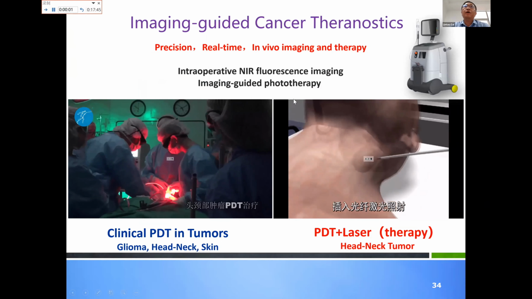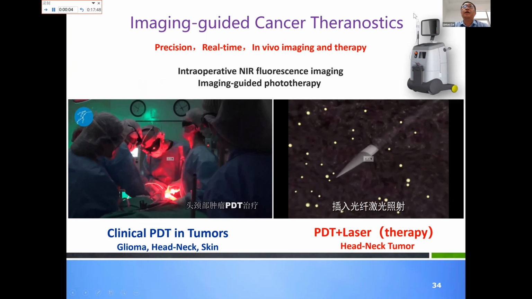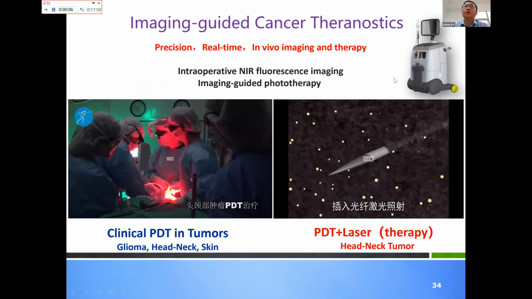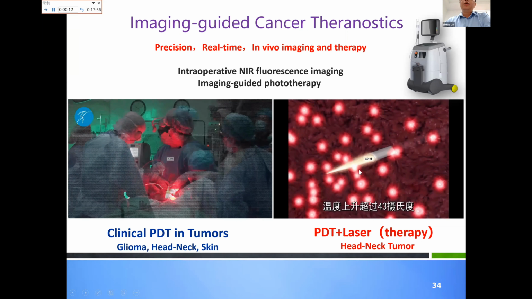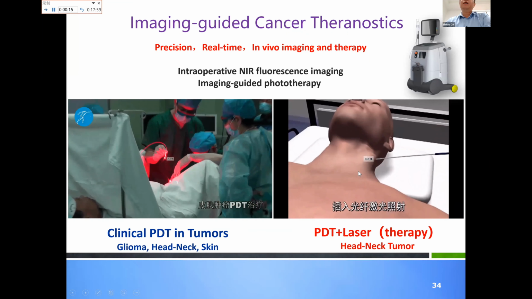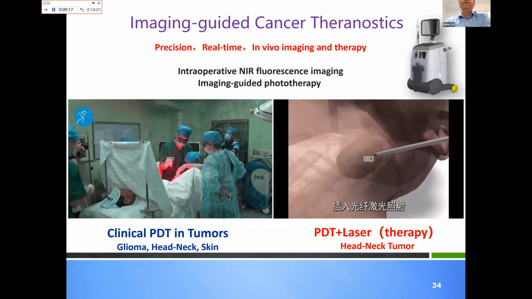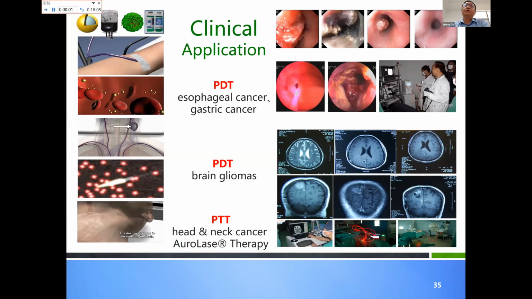So the next step, we want to bring this system to clinical applications. Using endoscopes like this, we use optical fibers to reach the tumor site and shine the laser, and get very high efficiency. And we have some preclinical tests in systems like this for gastric cancers, brain gliomas, and head and neck cancers.